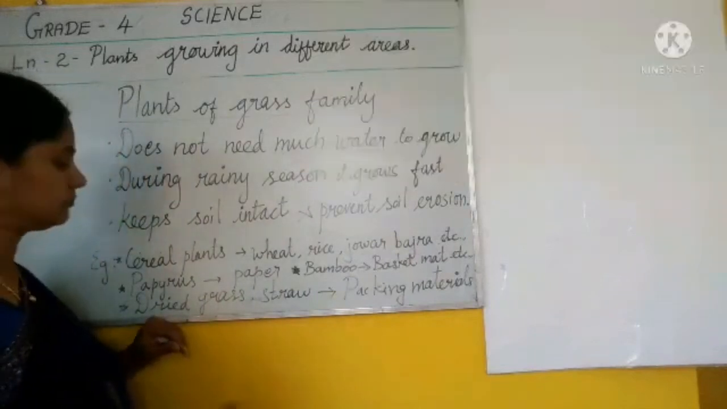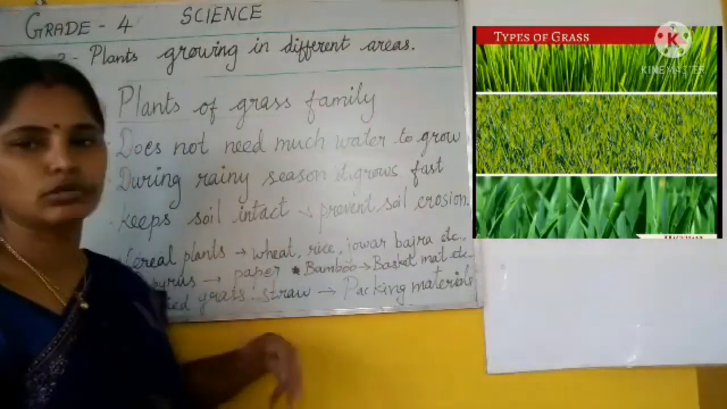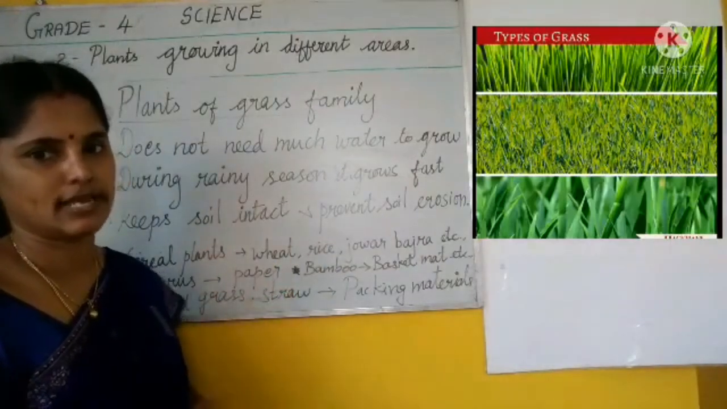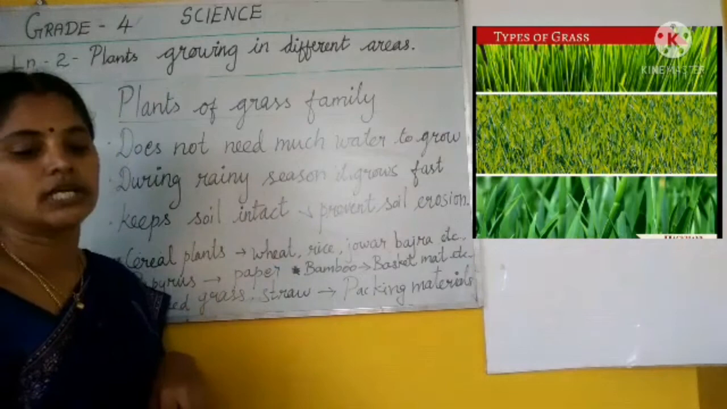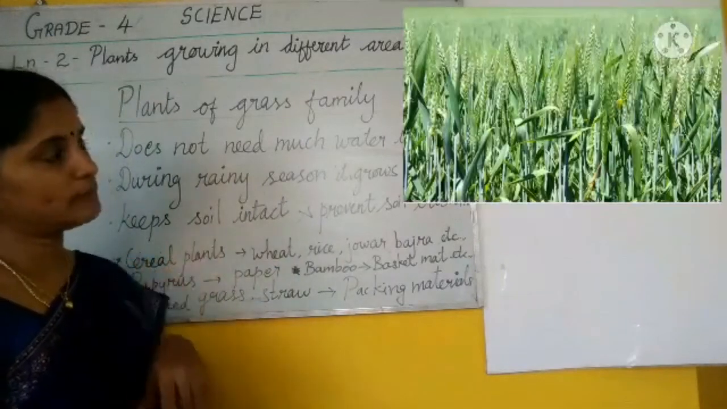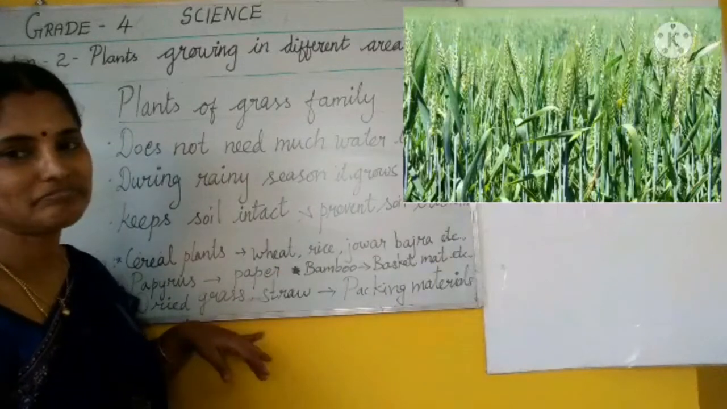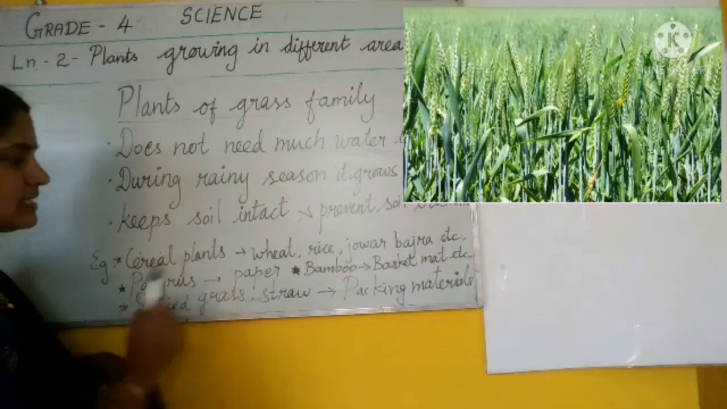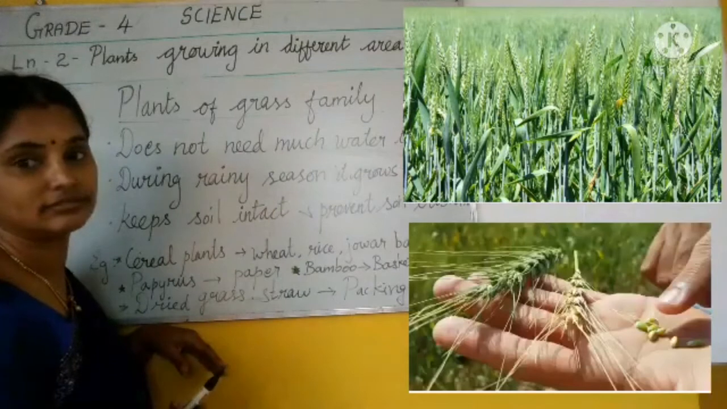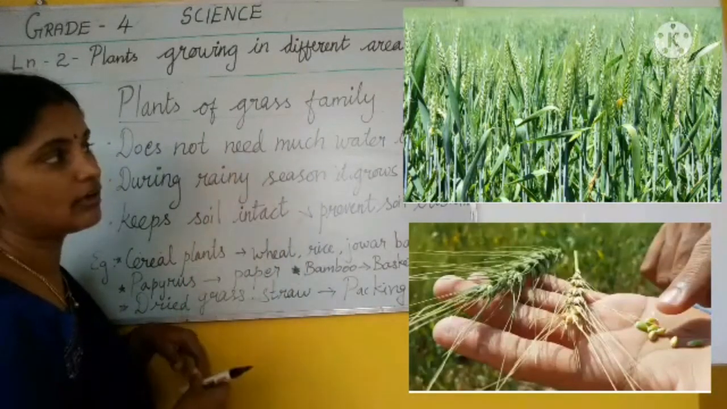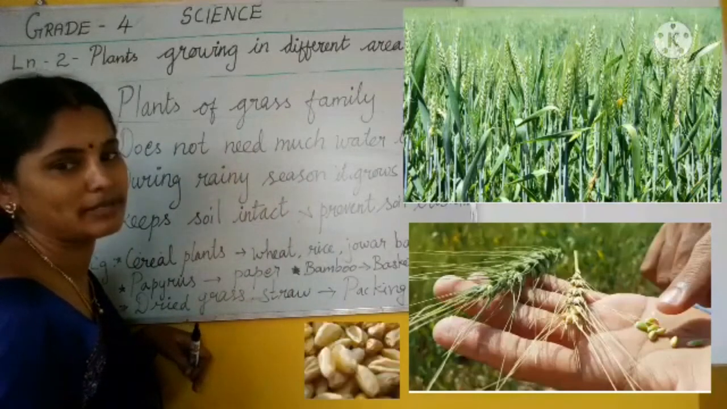Clear, children? So what are the different types of grass? Only a few grasses are seen here in plain areas, whereas many different types of grasses are there. See here, look at the picture. Sorrel family plants. What are sorrel plants? Wheat. Look at the plant leaf structures. It belongs to the grass family plants. Wheat.